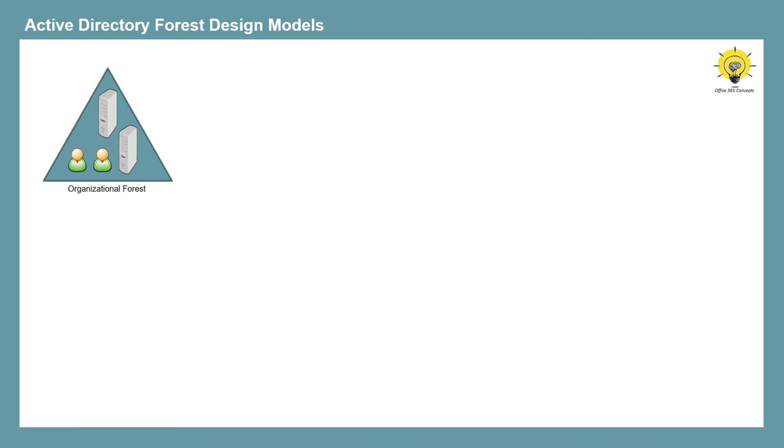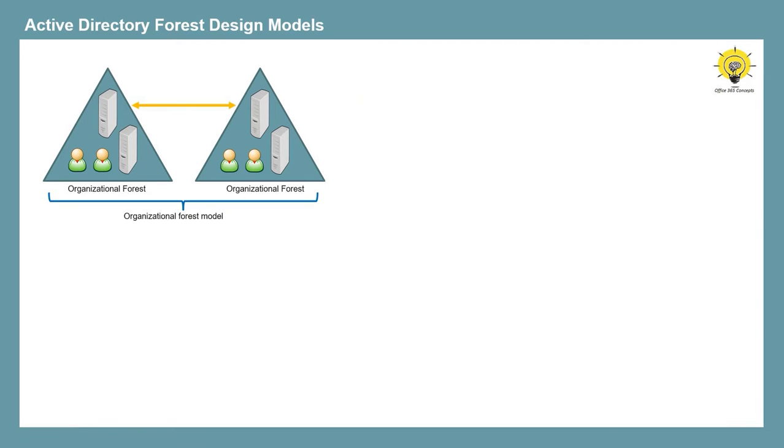Organizational forest model is the simplest model among these three forest models. In this model, an organization has one Active Directory forest that contains objects and organizations' resources. If this is a big organization, they can have two or three forests as well, like each forest for a different department. If users from one forest need to access the resources that are located in another forest, a trust relationship can be created between these forests.